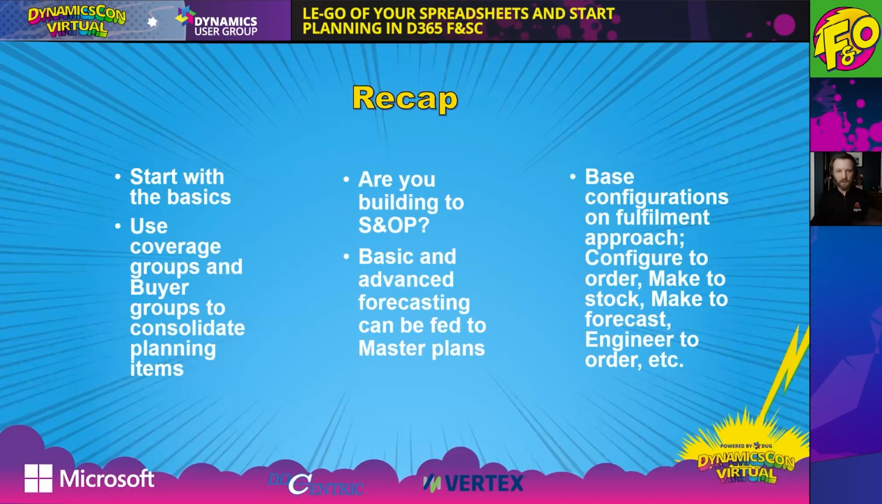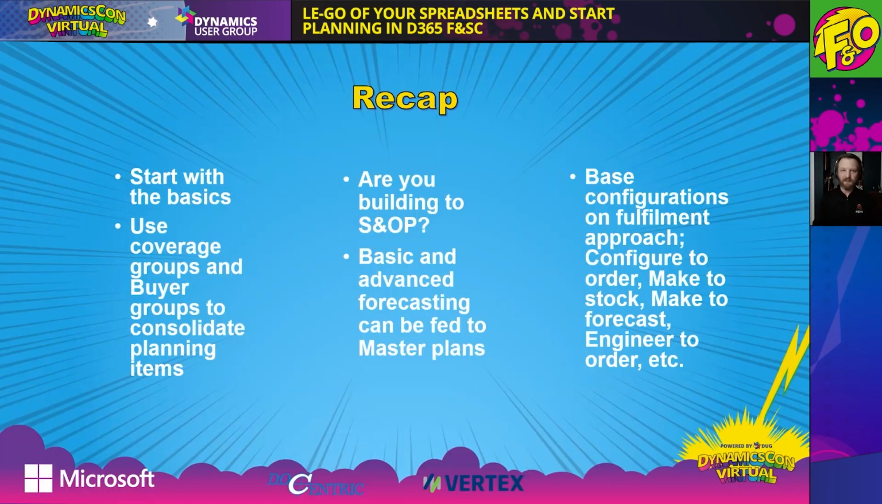So to recap, what did we learn today? You start with the basic building blocks, understand master plans, coverage groups, item coverage, how to configure messages, figure out how to use buyer groups and consolidate and planning your items, figure out what is your strategy. What are you as a business trying to do? Are you building an S&OP process?